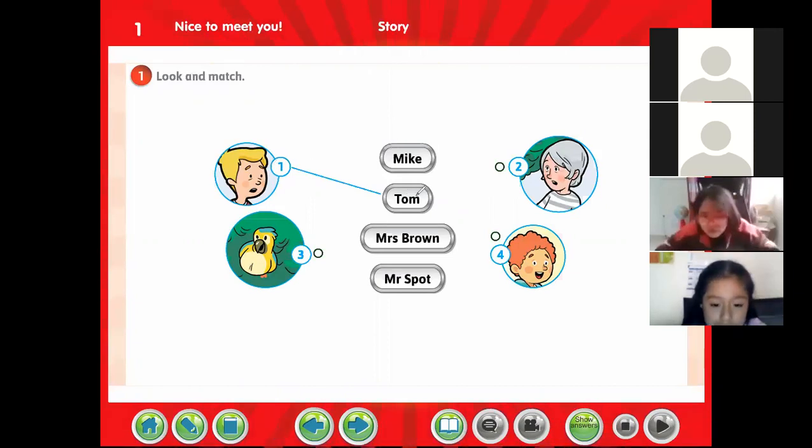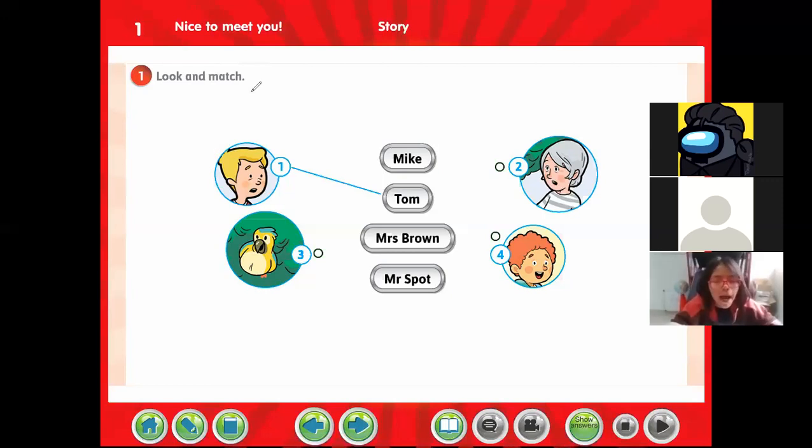Tom is this boy. The number 1 is Tom. What is her name? In number 2, what's her name? Elena, what is her name? Mike is... Four. What's her name? Her name is Mr. Brown. Oh, Mrs. Brown. Yes, this is Mrs. Brown. This is the pronunciation. Mrs. Brown. Similar to the color, no? Very similar. Brown. Mrs. Brown.